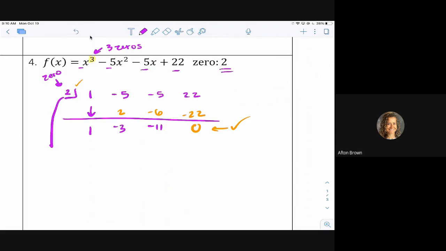So the 2 comes from a factor. What factor does the 2 come from? X minus 2. And then these 3 give us the quadratic. How did I know it would be a quadratic? How did I know it would be x squared?